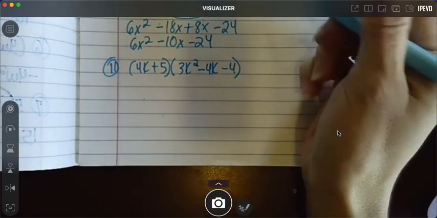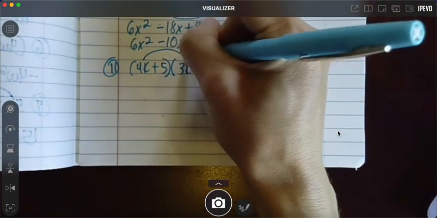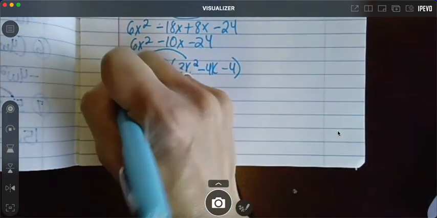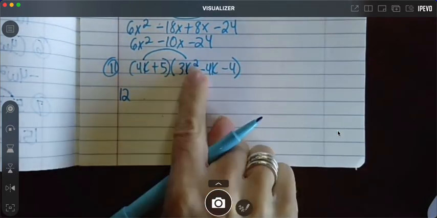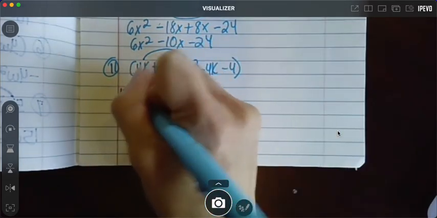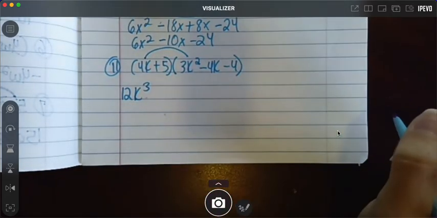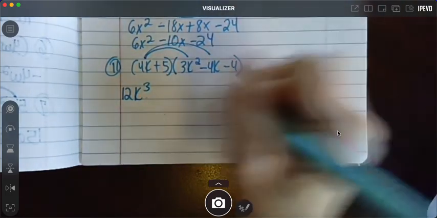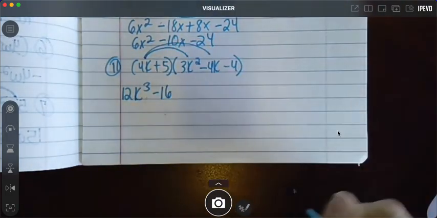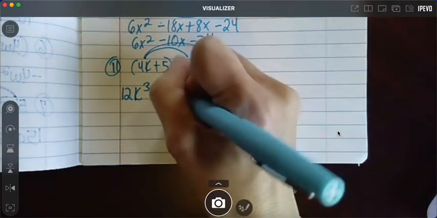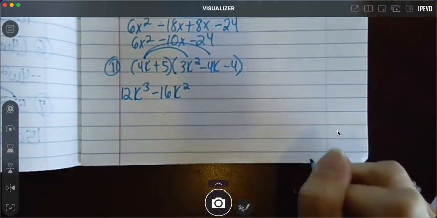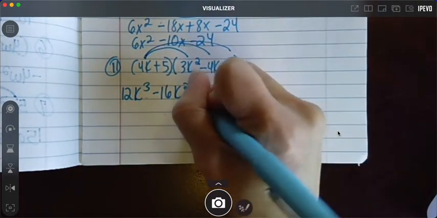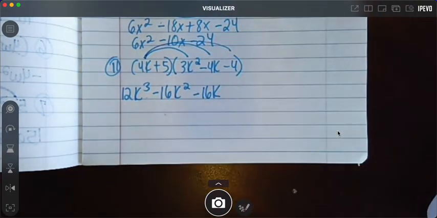Okay. What is 4k times 3k squared? First, look at your numbers. What's 4 times 3? 12. And how many k's is that? 1, 2, 3. 12k to the third. Are we good with that? Yeah. Then 4k times negative 4k. Negative 16. And how many k's is that? 2. So negative 16k squared. And then 4k times negative 4, negative 16, and just the 1k.